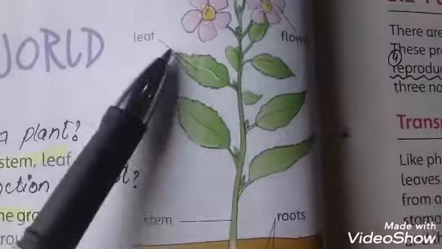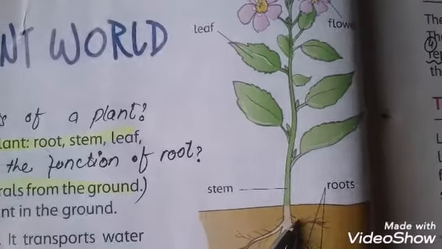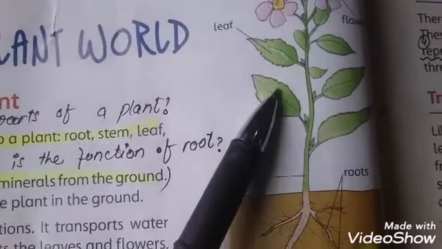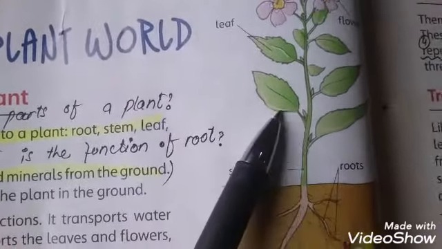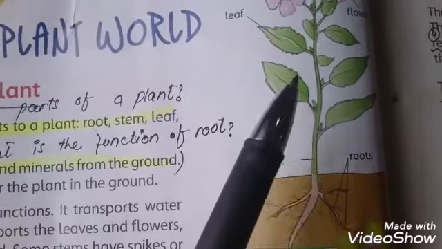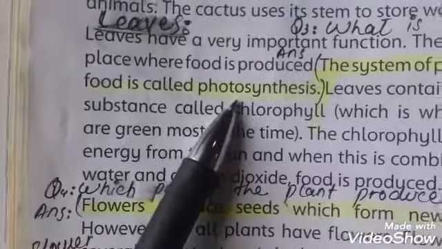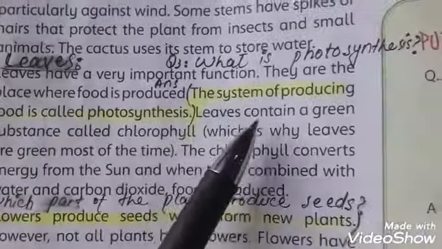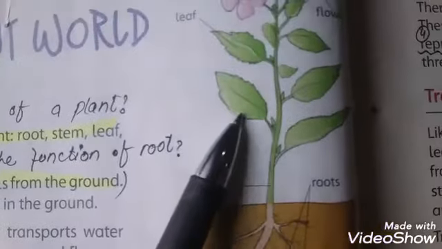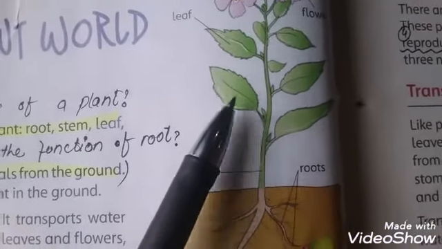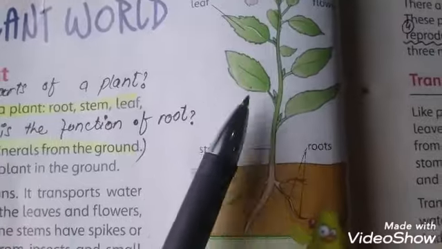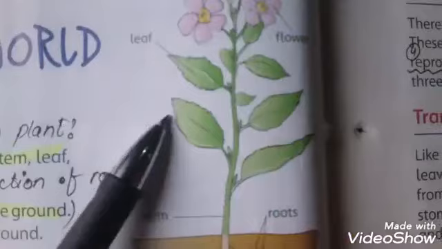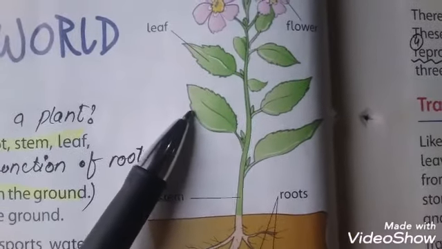Students, the third part of a plant is leaf. You can see that here are beautiful leaves present in green color. They are very important. They are the place where food is produced in a process called photosynthesis. The system of producing food is called photosynthesis. A leaf contains a green pigment, that is chlorophyll, which is present inside the leaf and helps in the food making process of a plant.